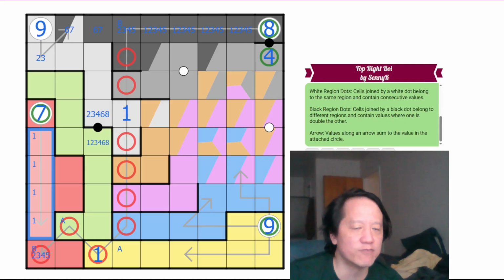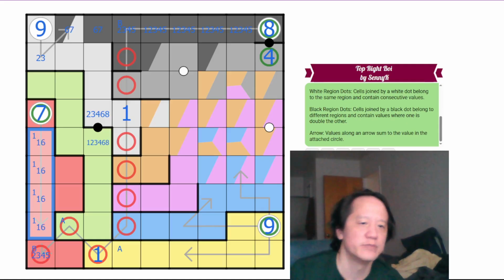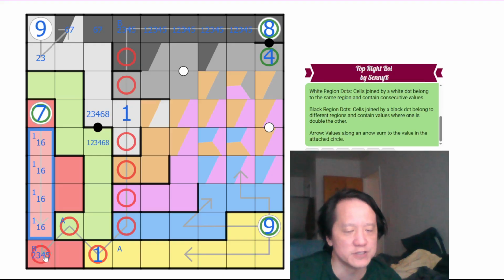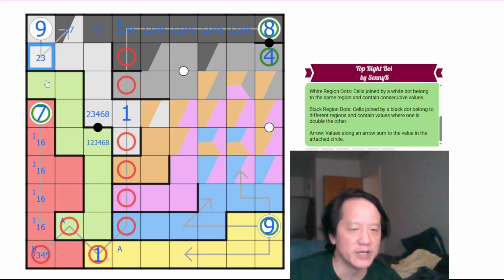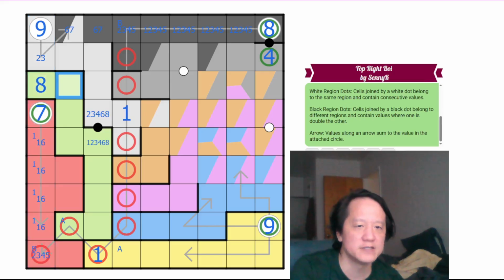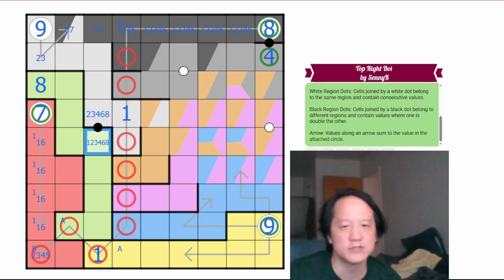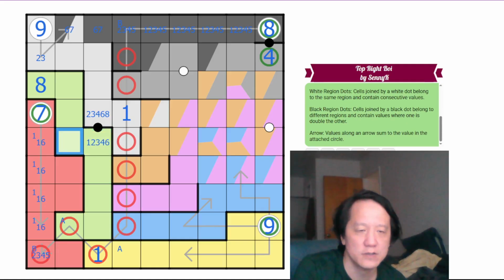So this has to have 1 and 6 then. Because otherwise, if it doesn't have 1 and 6, it would eliminate both of these possibilities here. Which means where's 8 in column 1, it has to be here. So that's 8. That eliminates 8 in the rest of the region.